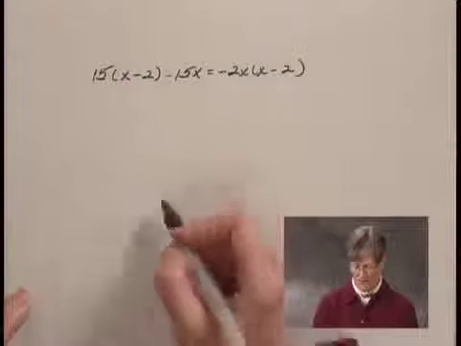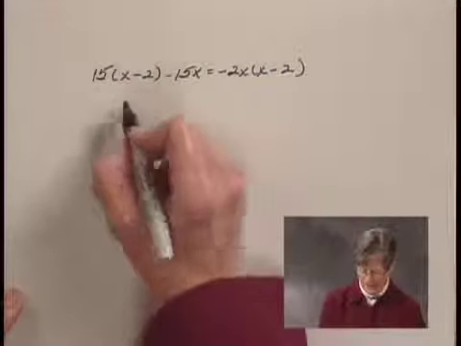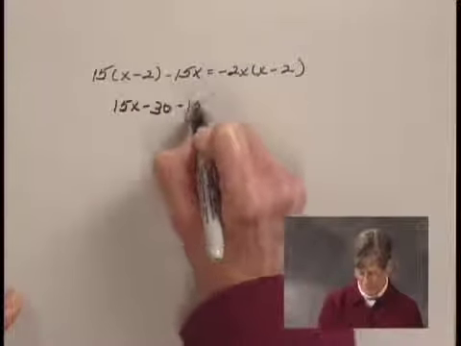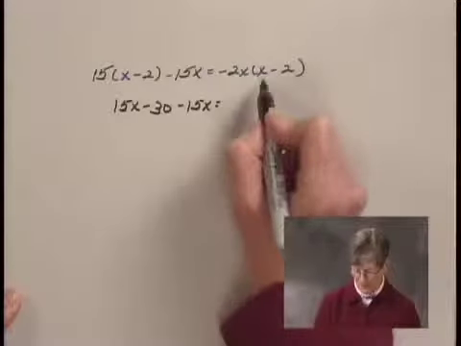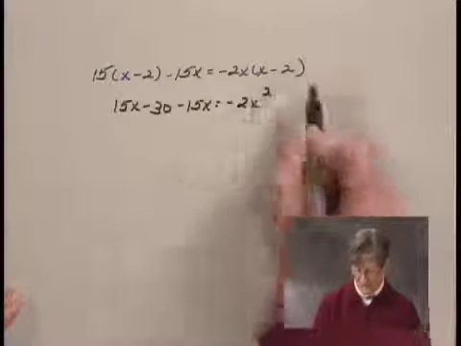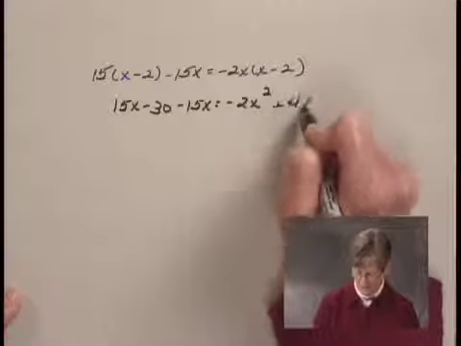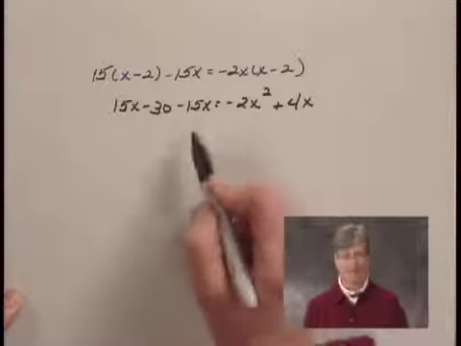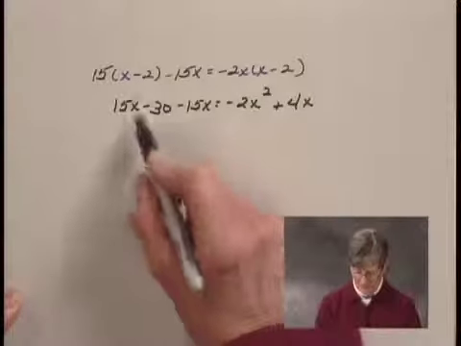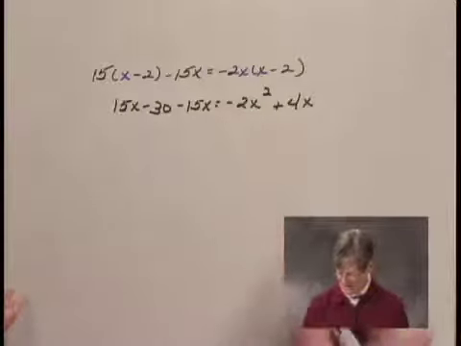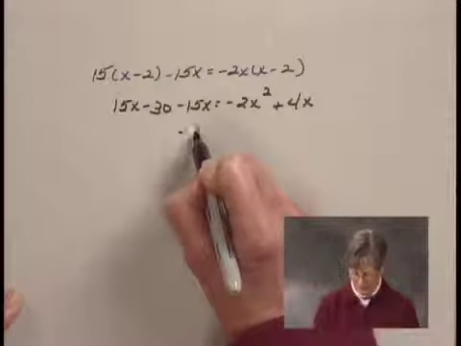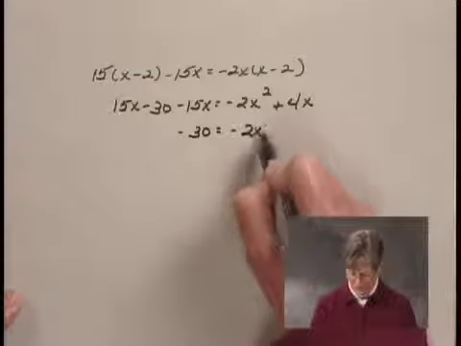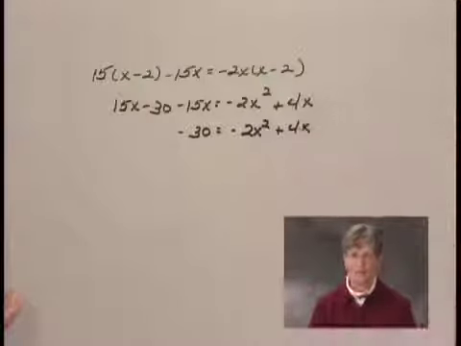I'm going to carry out these two multiplications that remain. 15 times the quantity x minus 2 is 15x minus 30, and then I have this minus 15x. Negative 2x times x gives me negative 2 times x squared, and the second multiplication gives me plus 4x. Now, the next thing I'll do is to collect like terms on the left-hand side. 15x minus 15x is 0, so I just have negative 30 on the left-hand side. And on the right-hand side, I have negative 2x squared plus 4x.